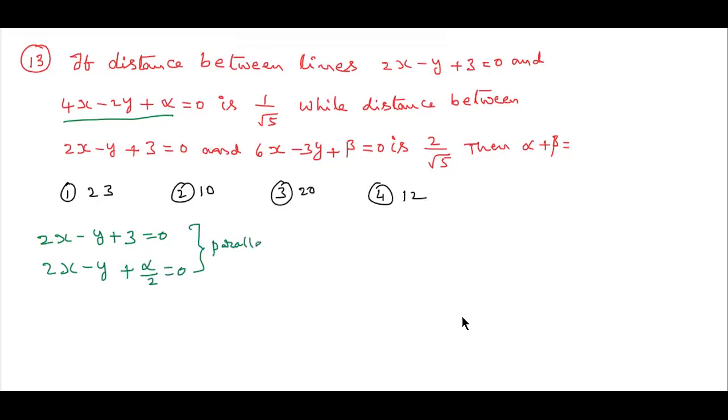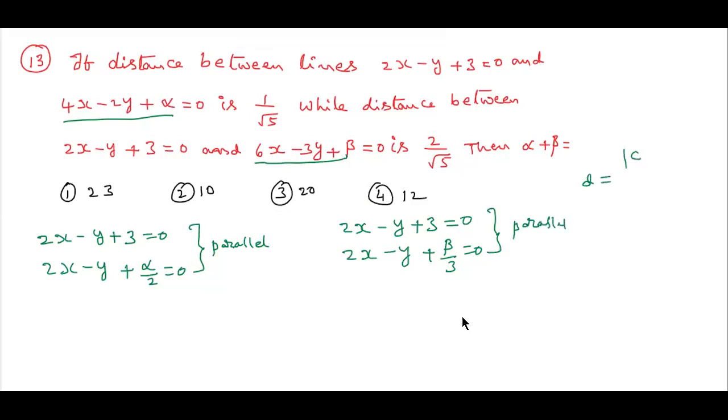The distance between parallel lines formula, we know that. Another two equations, observe that 2x minus y plus 3 is equal to 0. Now in this equation, I'm going to take 3 common. We get 2x minus y plus beta by 3 is equal to 0. These two are also parallel. Distance between parallel lines, what is the formula? Modulus c1 minus c2 by under root a square plus b square, right?